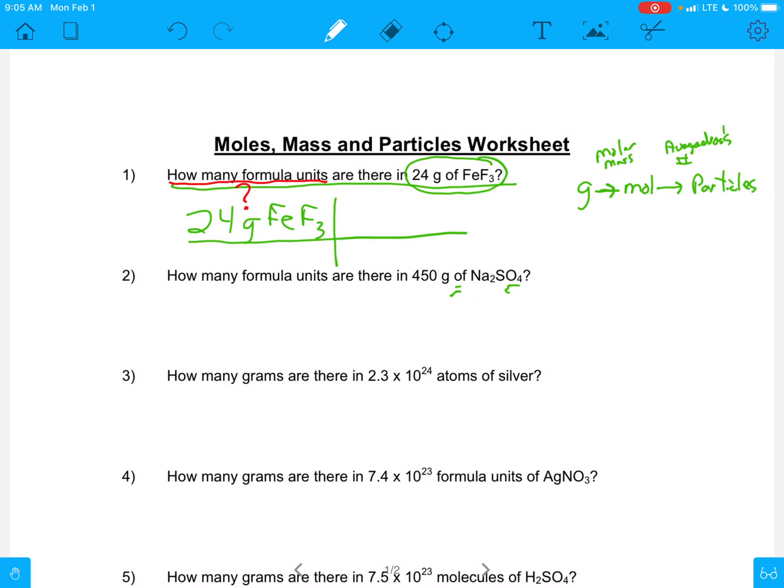Okay, so iron has a mass of 56. If I do my molar mass over here at the side, Fe has a mass of 56, and I need one of them. Okay, so that works. And F has a mass of 19, and I need 3 of those.